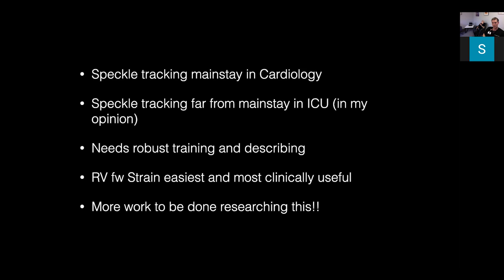All right, but it's something I'm certainly going to carry on researching. I think it's really interesting. It's got clinical utility in my experience, and I don't think you need to do it in everyone, but it's good for looking at those RVs that are at risk. And that's it. Are there any questions?